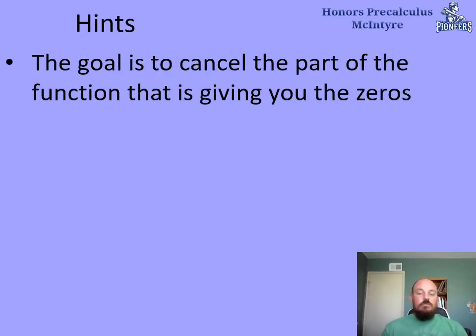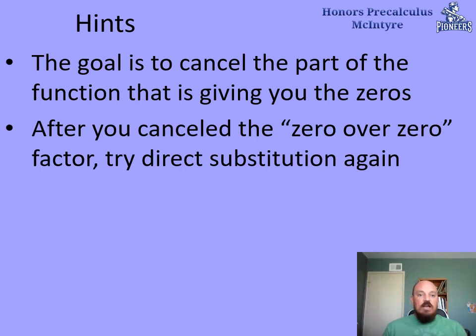Now before we go back to our example, here's a couple hints for you guys. The goal is to cancel out the thing that is causing that 0 over 0. And that might seem kind of weird. When we go back to our example, I'll show you exactly what I mean. But you always want to focus on what we're trying to cancel. Now, after you cancel out that 0 over 0 factor, you just start the problem over. You do direct substitution again, and it should work this time.